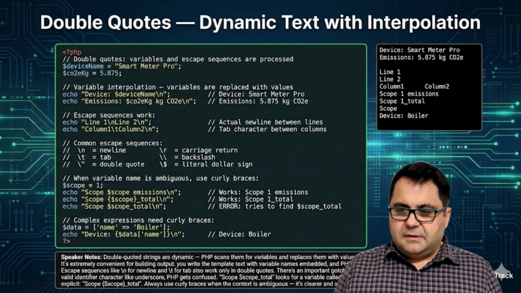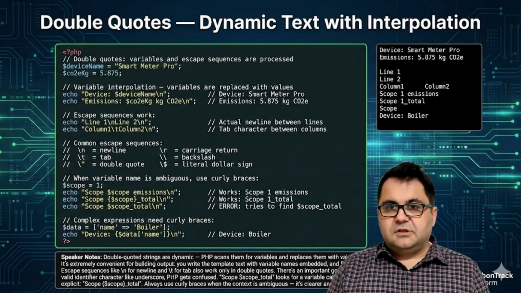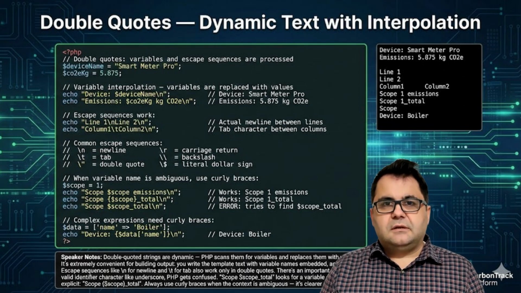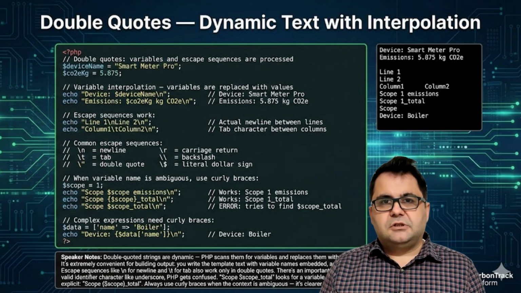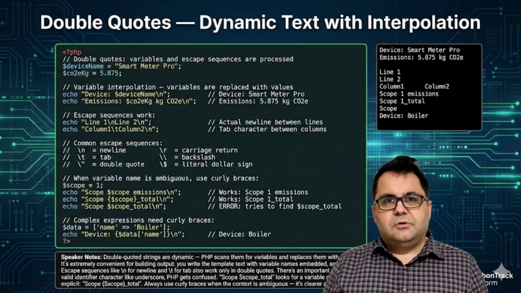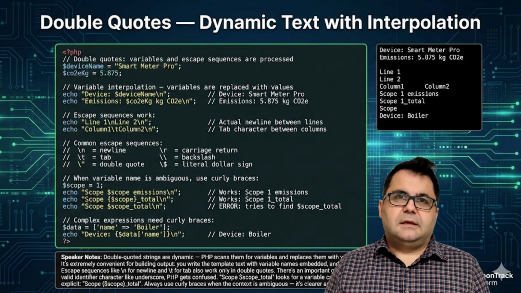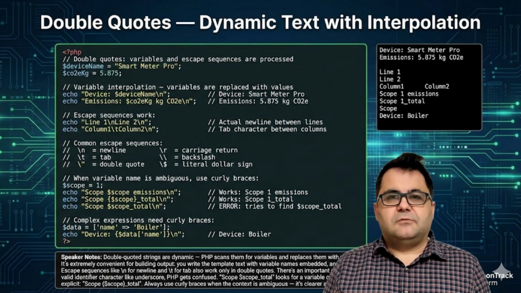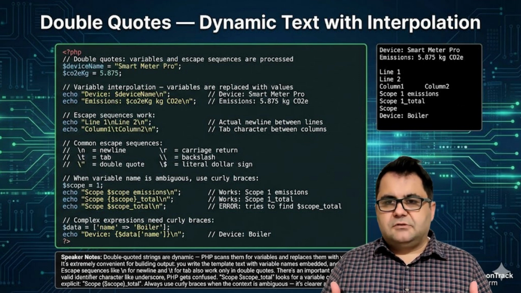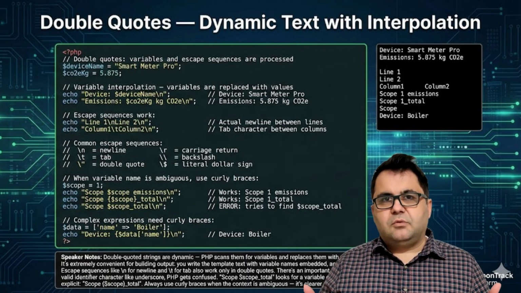Double-quoted strings are dynamic. PHP scans them for variables and replaces them with values. This is called string interpolation. It's extremely convenient for building output. You write the template text with variable names embedded, and PHP fills in the values. Escape sequences like \n for new line and \t for tab also work only in double quotes.